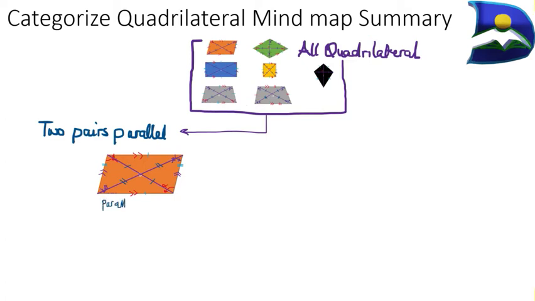So in this case, this particular shape is called a parallelogram, and the parallelogram actually shares various commonalities with other shapes within that particular quadrilateral box.